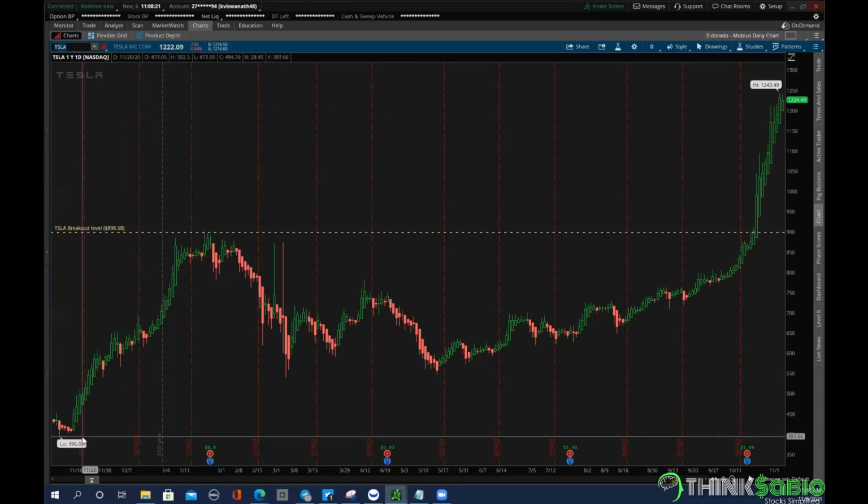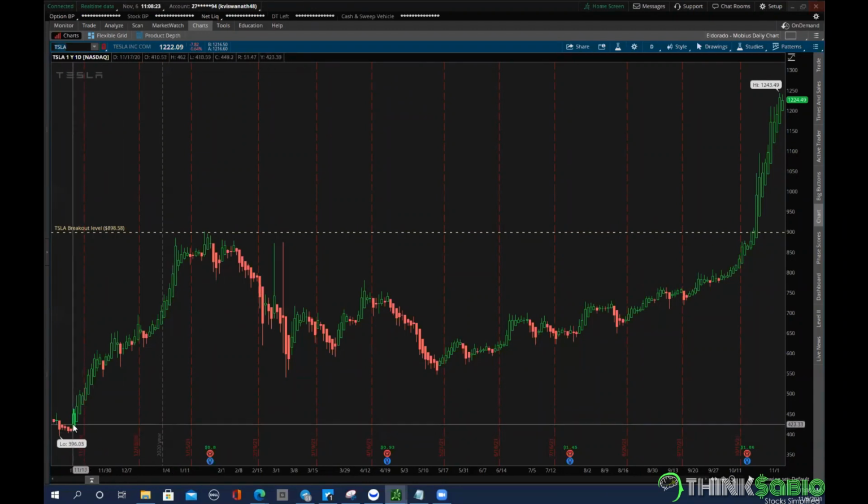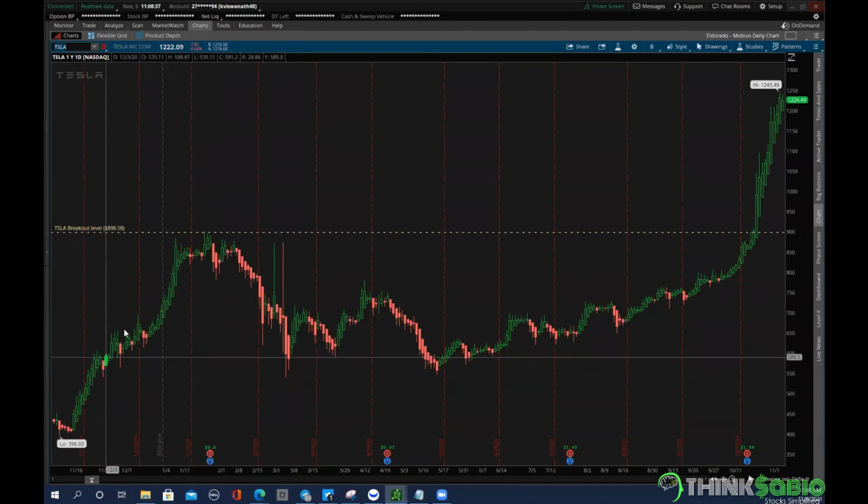So what we have seen here is a significant jump from Tesla between November, I believe that's when they added Tesla to the S&P 500. There's a significant jump from all the way from 447 up to 899, like a 100% jump. And then it stopped here, right, at 898 somewhere, right?